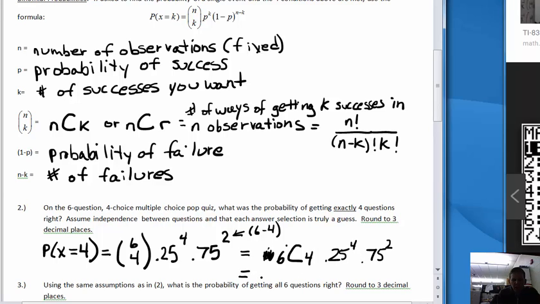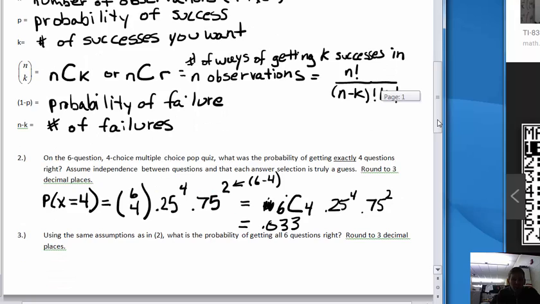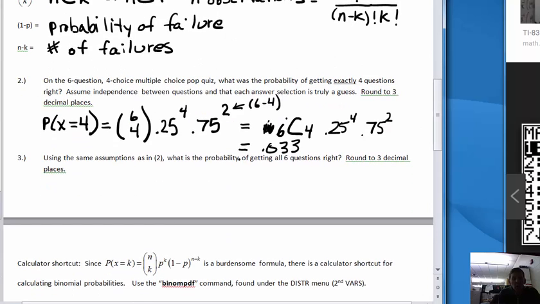If you actually crunch this out in your calculator, you should get something small, 0.033. This is the probability of getting 4 questions right. So if you got 4 questions right on this test, good for you. There's only a 3% chance of getting that score. What's the probability of getting all 6 questions right if we use the same assumptions?